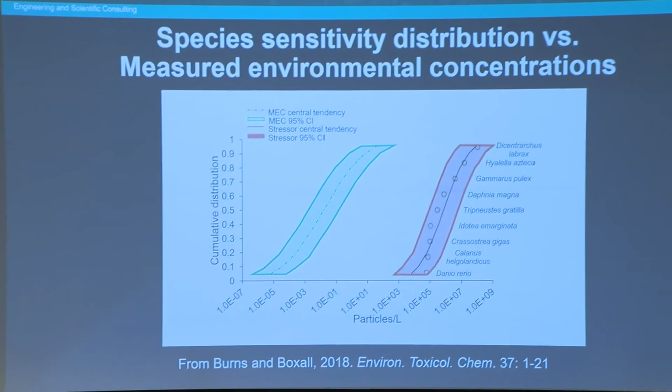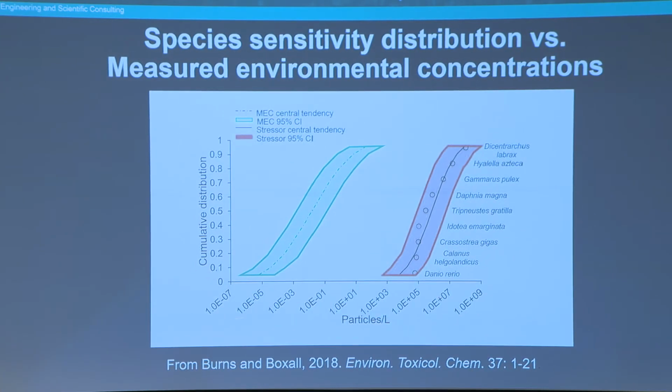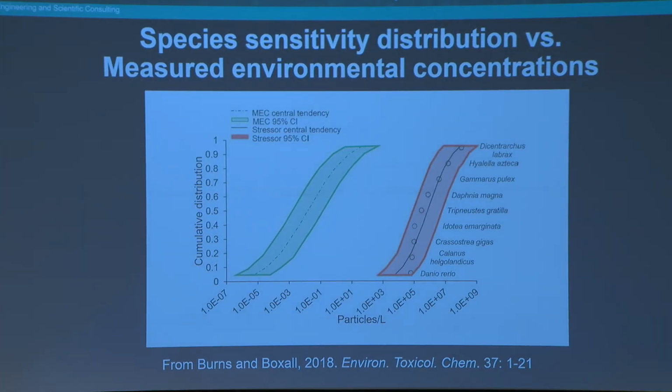This is a species sensitivity distribution that's generated with EPA-provided software, and it has the number of particles per liter on the x-axis and the distribution on the right. The green is a distribution of the measured environmental concentrations and 95% confidence intervals given the data that was summarized in their review. Of course this doesn't take every measured concentration, but the 95th percentile is on the order of 10 particles per liter.